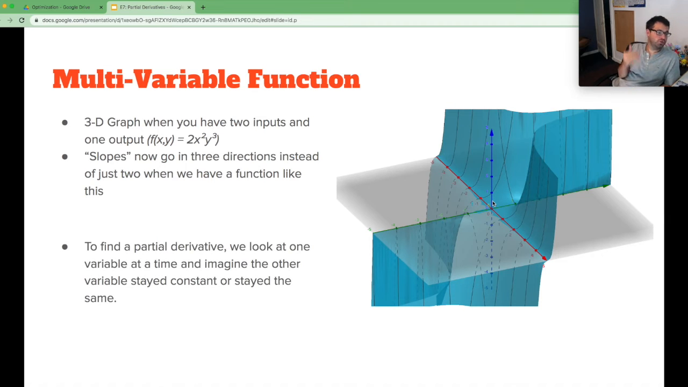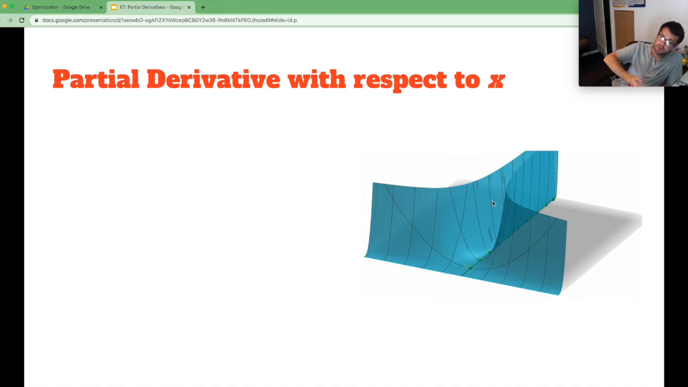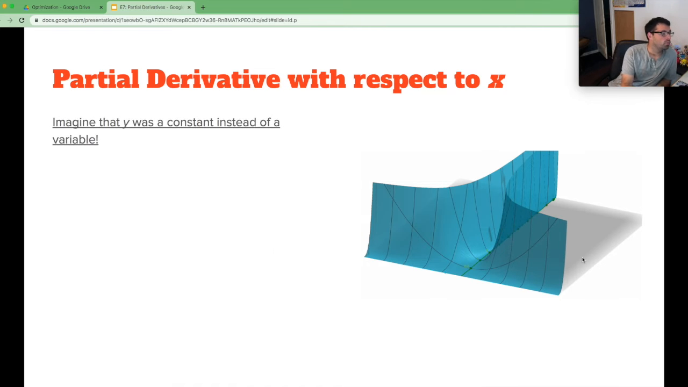To find a partial derivative, we look at one variable at a time and imagine the other stays constant. So what that means is we chop our three-dimensional surface and we only look at one direction at a time. So as you can see here, I've chopped it, so we're only looking at something that looks a lot more like a parabola, something we're more used to. So we're going to find the partial derivative with respect to x, which is the slope of this parabola shape. So we're going to imagine that the y's weren't changing. We just took a slice, we took a cross section, and we're looking for the slopes of that cross section.